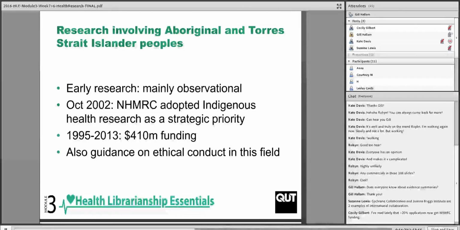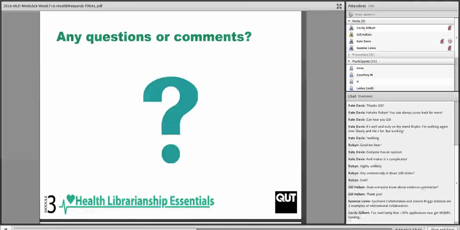Certainly Indigenous health is an important area. Early research tended to be observational, whereas since 2002, the NHMRC has adopted Indigenous health research as a strategic priority. So it has attracted a lot more funding going into that area. And there's also, importantly, the equal aspects of research with communities in that area.